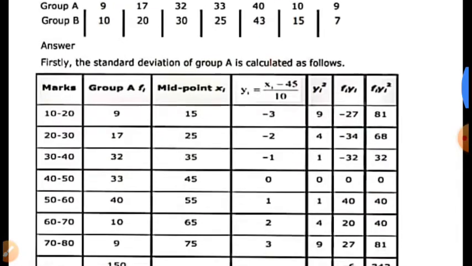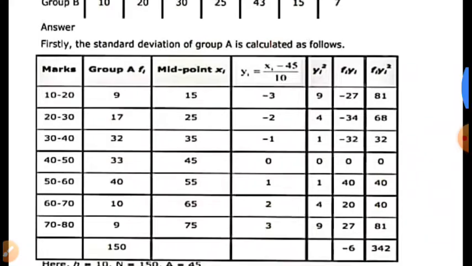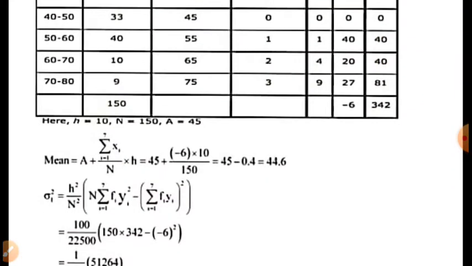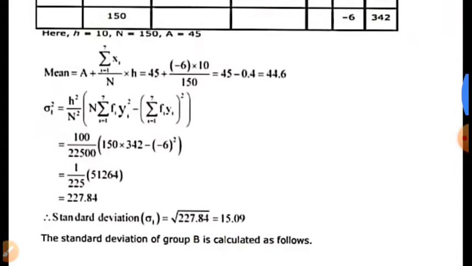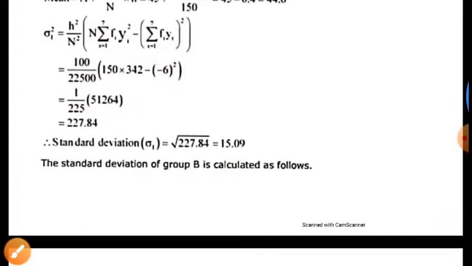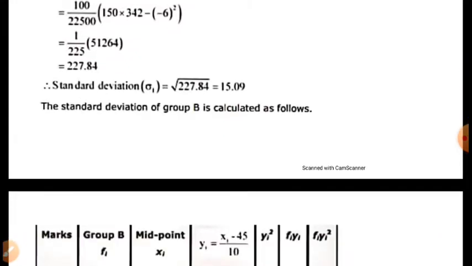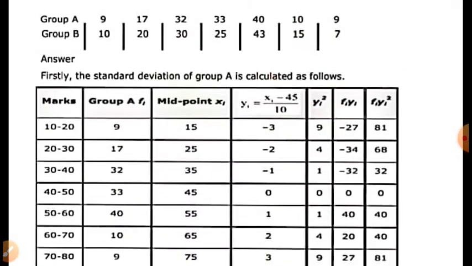To find the mean, any mid value can be taken as the assumed mean, and 45 is taken. Its corresponding value is 0. In the same way, the mean is found to be 44.6 and the variance is 227, so the standard deviation is 15.09. In the same way, the standard deviation for group B should be calculated. For group B, the classes are the same but the frequencies are different.